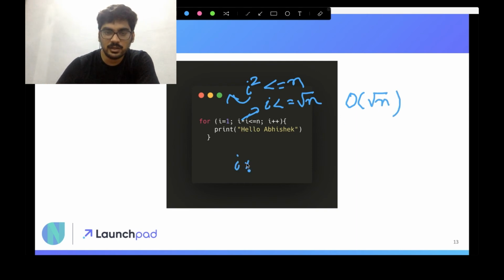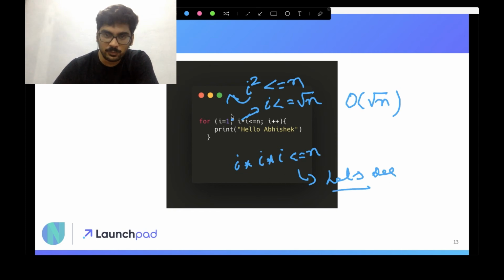If there are 3, i into i is less than or equal to 1. So what will be the complexity? I leave it to you. Let's see who gets it correct. Okay, not telling. If we replace this by this.